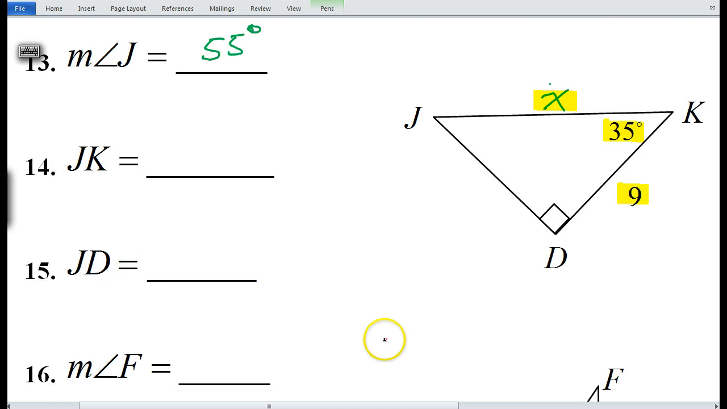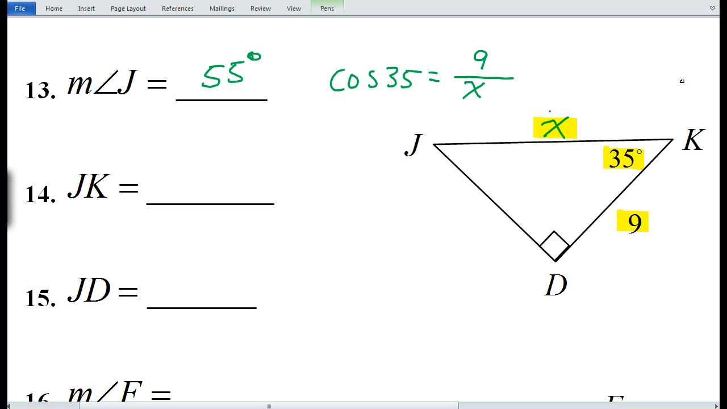Okay, so back to this one. We decided that we're going to go ahead and use cosine. So here we go. Cosine of 35. What's the definition of cosine? Adjacent over hypotenuse. So what goes in the top, what goes in the bottom? So we're going to do 9 over x.